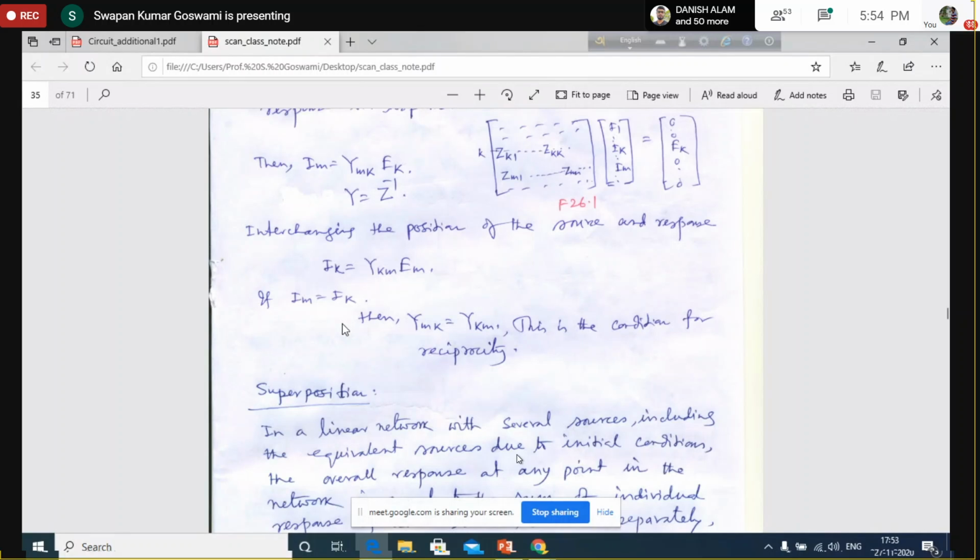Yes, sir. Anybody else? Anybody having any doubt? Any question? Anybody who could not understand this reciprocity or any doubt regarding the reciprocity theorem?